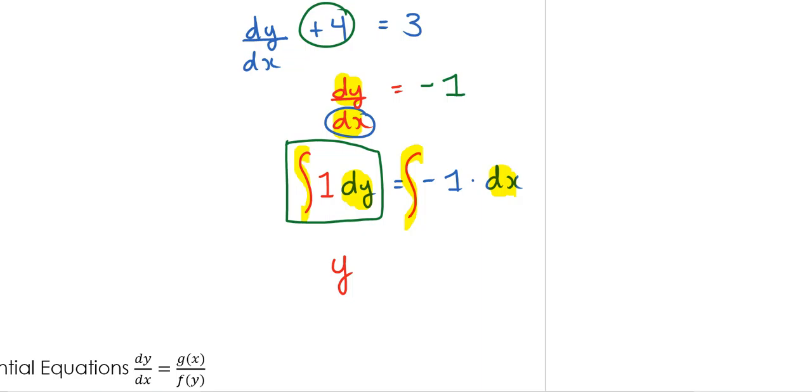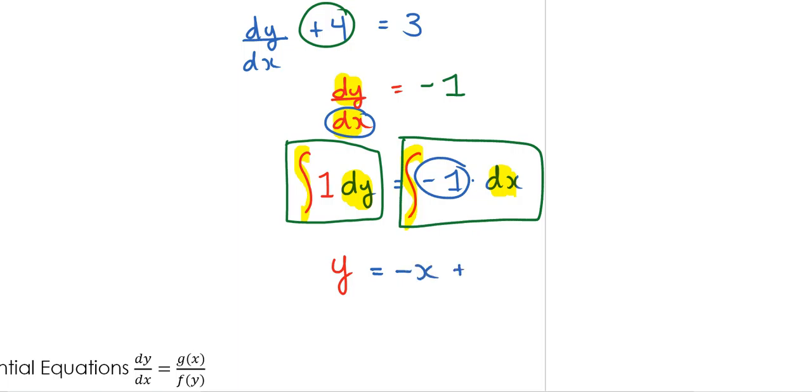Okay, and that's going to equal, and then what is the antiderivative of this expression right here? So what's the antiderivative of -1? Well, that's going to be -x plus c. All right, and we have a plus c there because we have an indefinite integral.